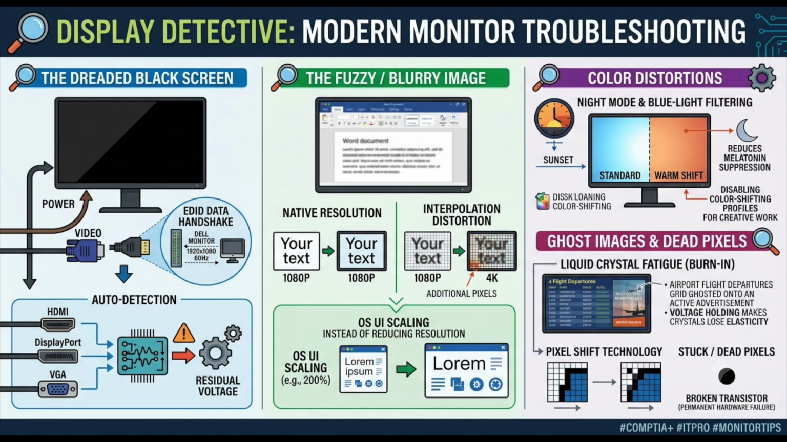If the cables are pristine, you might be looking at the logic board inside the monitor failing, or fragile liquid crystals breaking. But the sources highlight a highly specific software-level culprit that causes massive visual glitching. And it is completely counterintuitive. It is a setting called hardware acceleration.